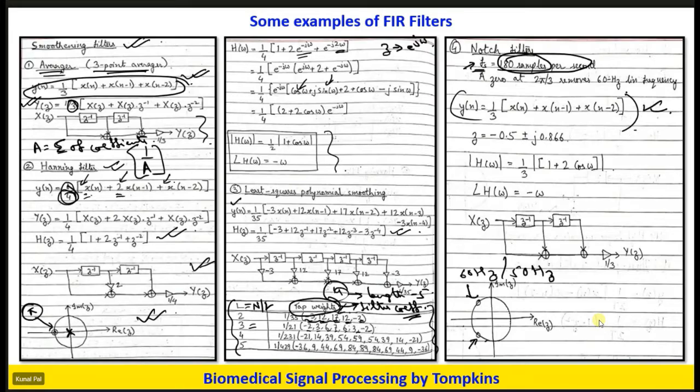In this case, we have considered 60 hertz because this example was taken from Biomedical Signal Processing by Tompkins, which considered the power line interference at 60 hertz, because in Western countries we have 60 hertz power line interference. But for India, if you want to design, you can change the sampling frequency accordingly and design the notch filter in that way. So this is the transfer function, and this is the modulus of H omega and phase of H omega, and you can see it has a linear phase. All FIR filters have linear phase. Then we have the implementation of the filter over here.